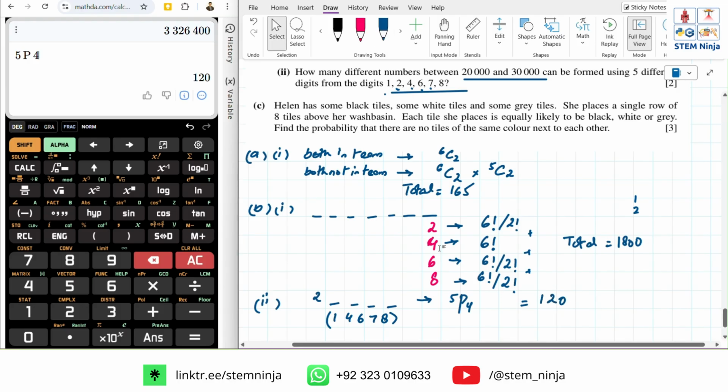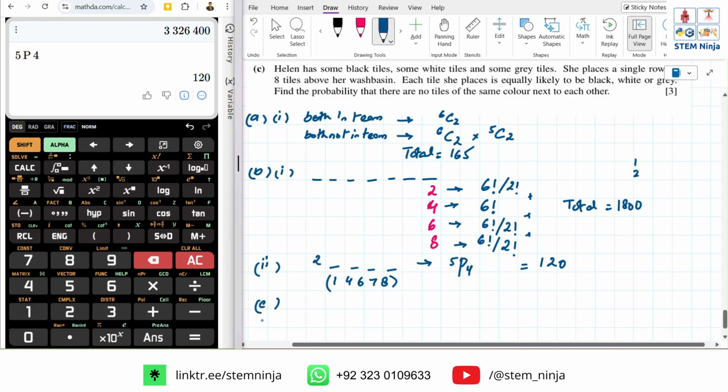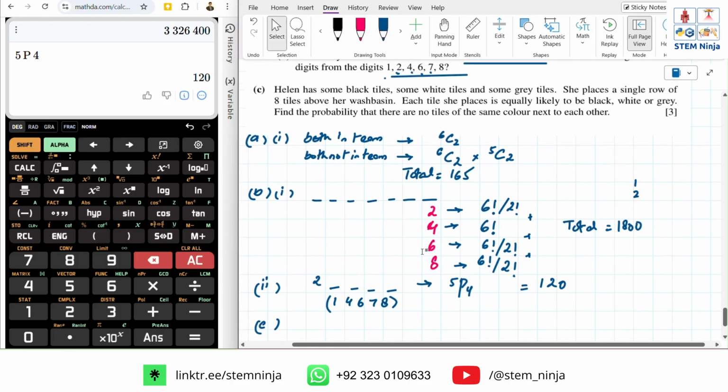Okay, Helen has some black tiles, some white tiles, some gray tiles. She places a single row of 8 tiles above her wash basin. Each tile she places is equally likely to be black, white, or gray. That means she has an equal amount of black, white, or gray tiles. Find the probability that there are no tiles of the same color next to each other.